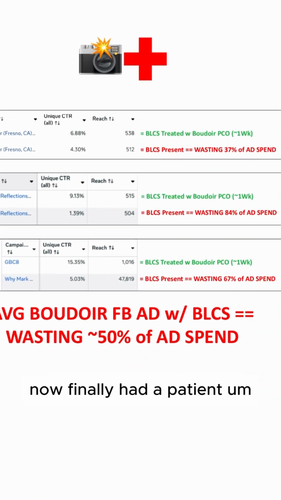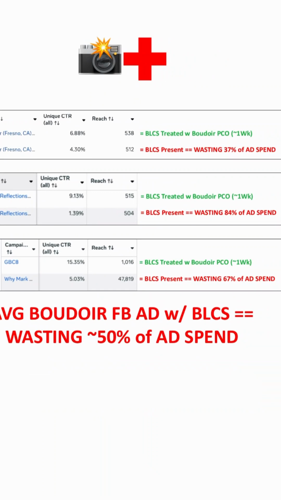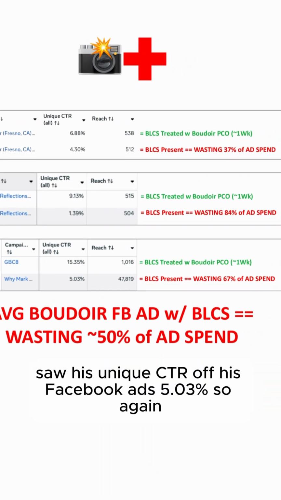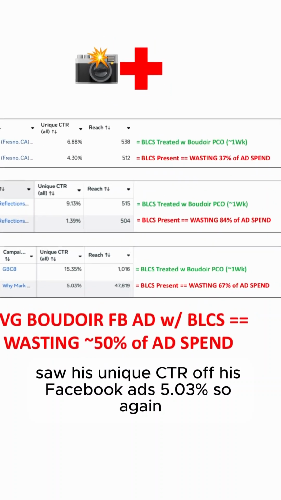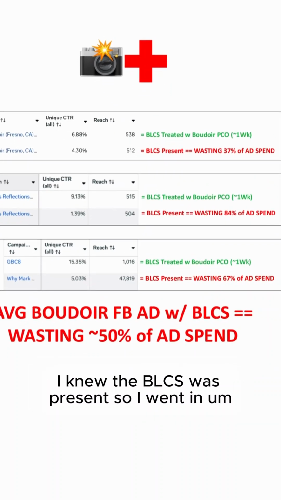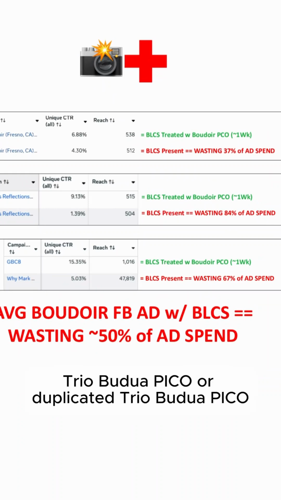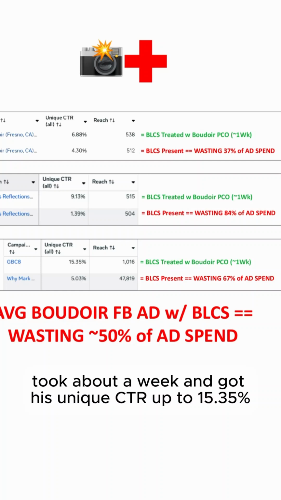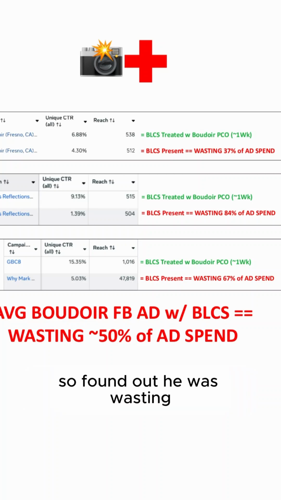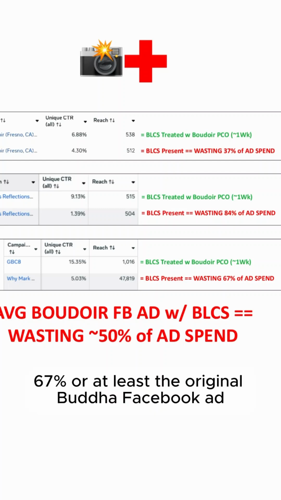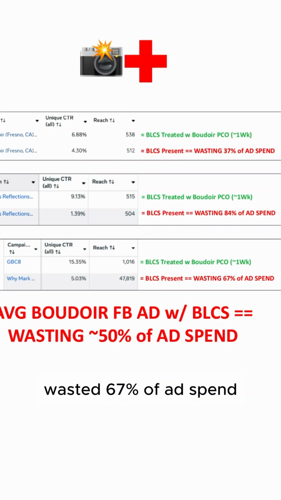Now, I finally had a patient whose unique CTR on his Facebook ad was 5.03%. So again, I knew the BLCS was present. So I went in, duplicated Trio Boudoir Pico, took about a week, and got his unique CTR up to 15.35%. So I found out the original boudoir Facebook ad was wasting 67% of ad spend.